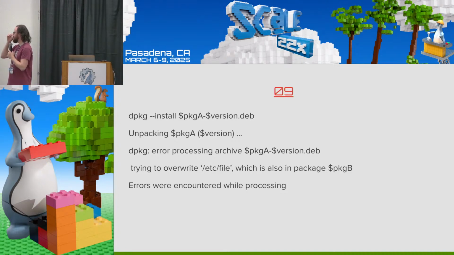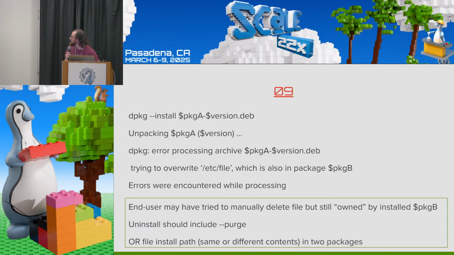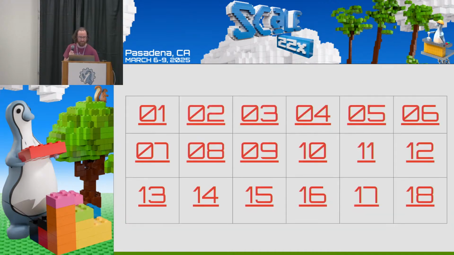So running dpkg install. You don't run this directly, but as part of running your apt-get install, it's going to run dpkg install under the scenes, and you get an error message like this, trying to overwrite this file, which is also in package B. Now, this is similar to one of the previous ones we just went through on the RPM side. But even if the config files are identical, checksum identical, dpkg will not allow the same file in the same location to be in two packages. So you just can't do that.